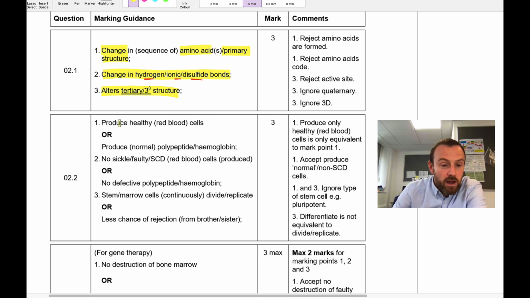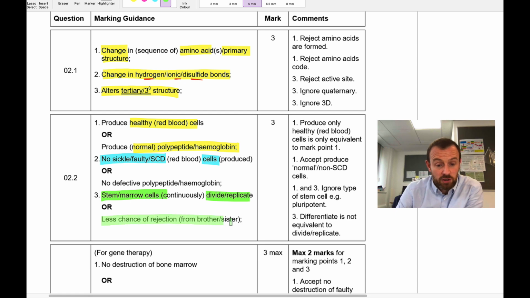Okay, so healthy red blood cells or normal polypeptide would be credited for the first mark. The second mark is talking about the fact that we want to kill the bone marrow that exists in the person already, so that no new faulty blood cells are produced. And okay, again, little language issues that I think I did miss here. So we need to say divide. Stem cells divide to produce red blood cells.